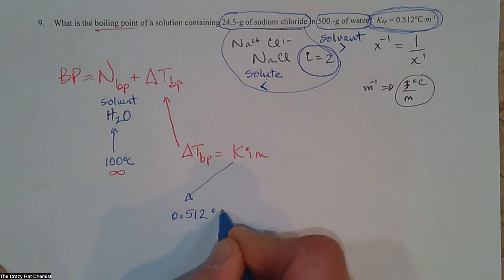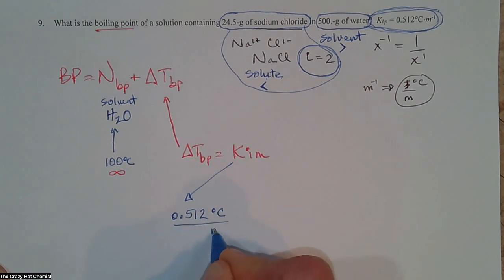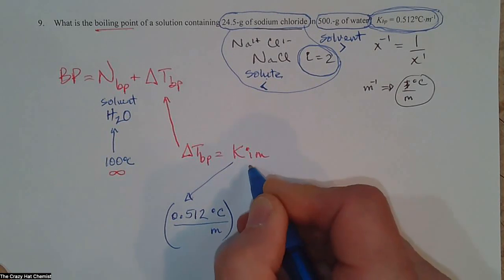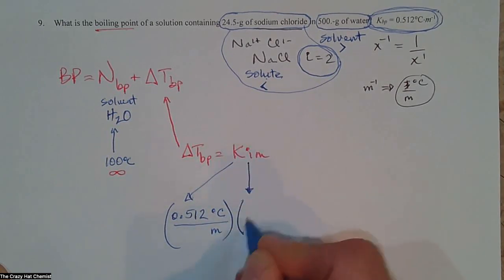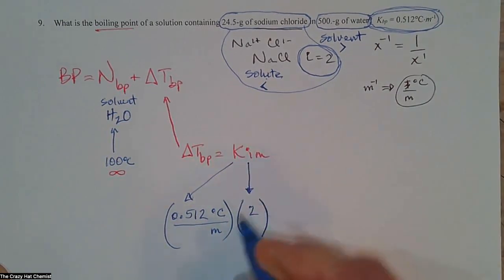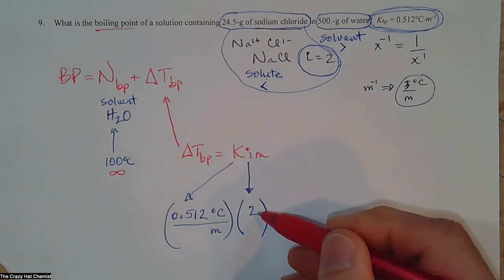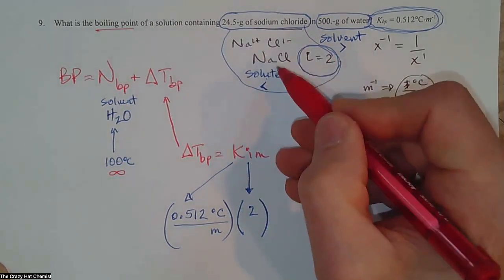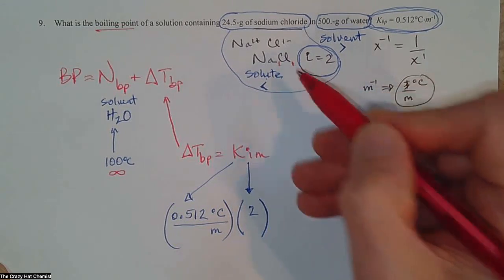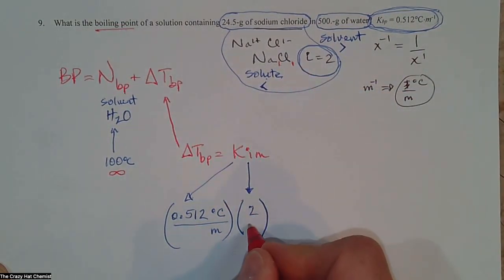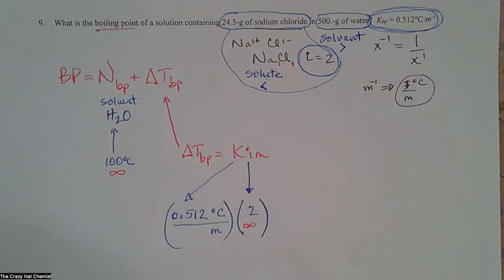0.512 degrees Celsius per mole. The Van't Hoff factor is going to be 2. By the way, when we calculated this 2, we counted 1 cation, 1 anion. That means that this has an infinite number of significant figures. So we'll just leave that at that right there, okay? And since this is really a definition, we're going to assume that this also has an infinite number of significant figures.